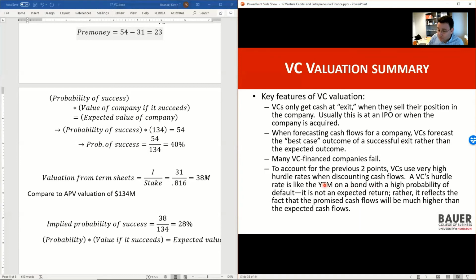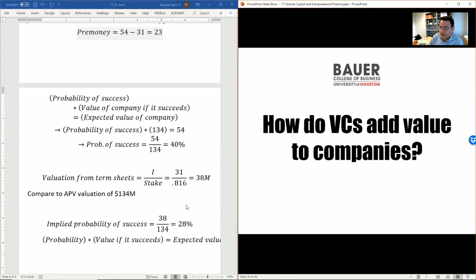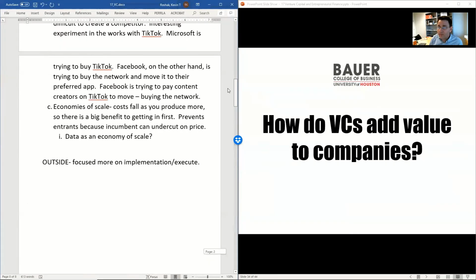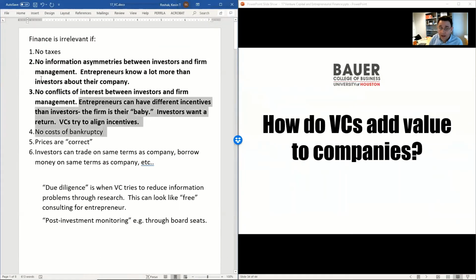Again, we had this analogy with a bond. It looks a lot like the same logic we had with yield to maturity and bonds that could default. Now that we've talked about valuation a lot, we're going to talk more about higher level economics. How exactly can VCs add value to companies? We're going to revisit these Modigliani and Miller violations and see how venture capitalists can address them and move us closer to the perfect M&M world.